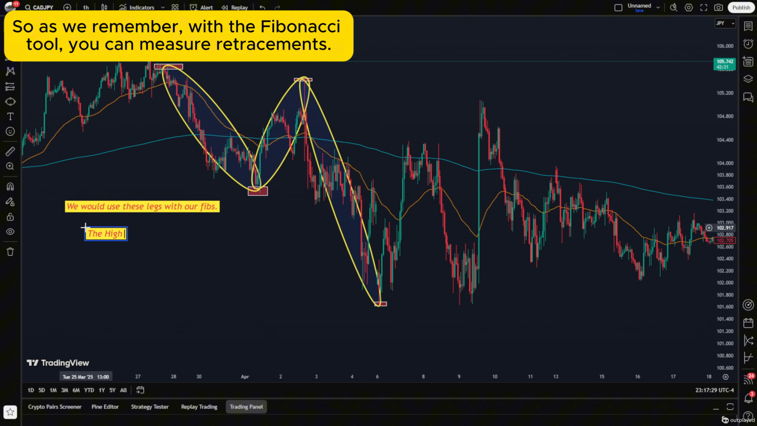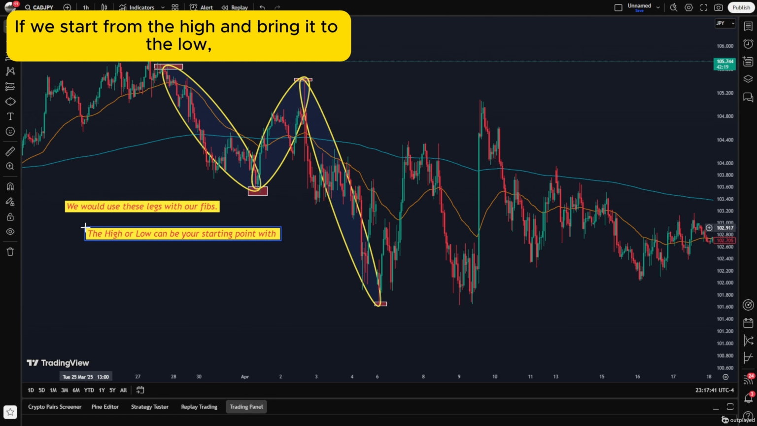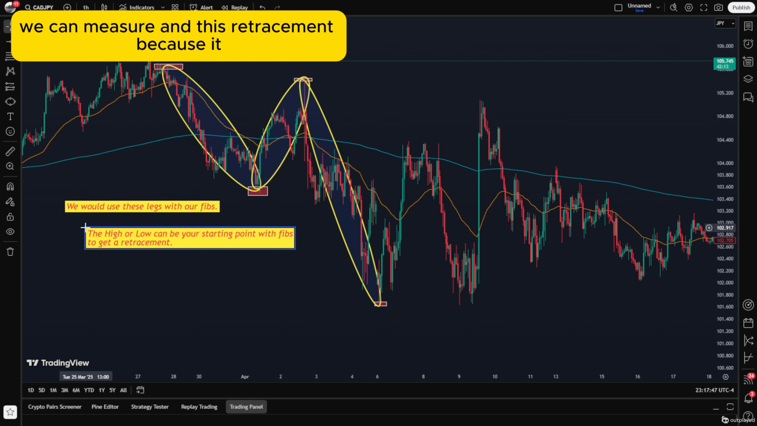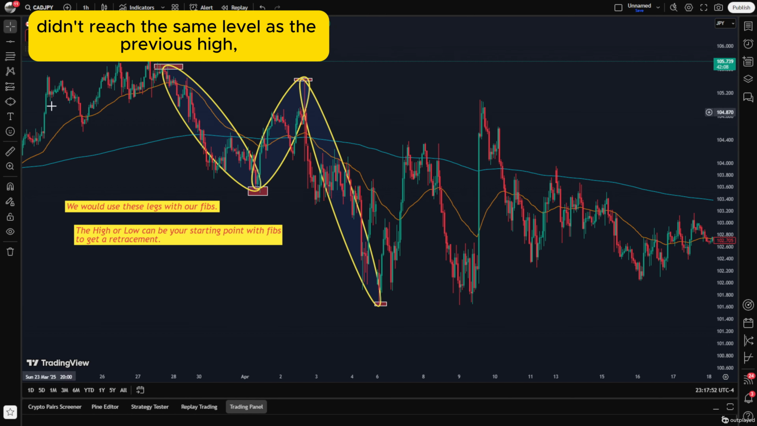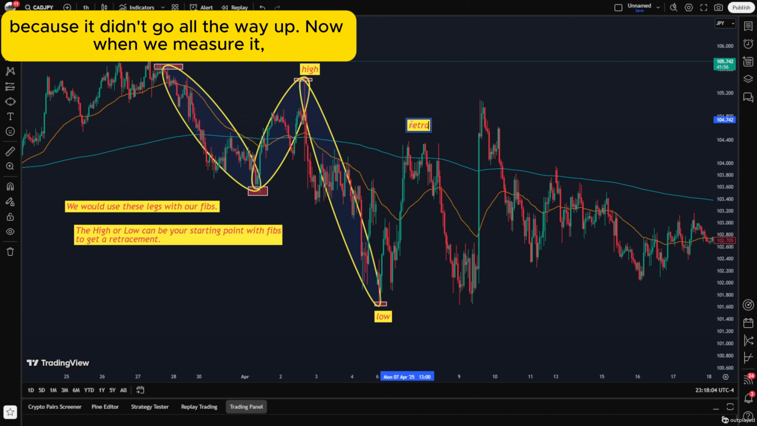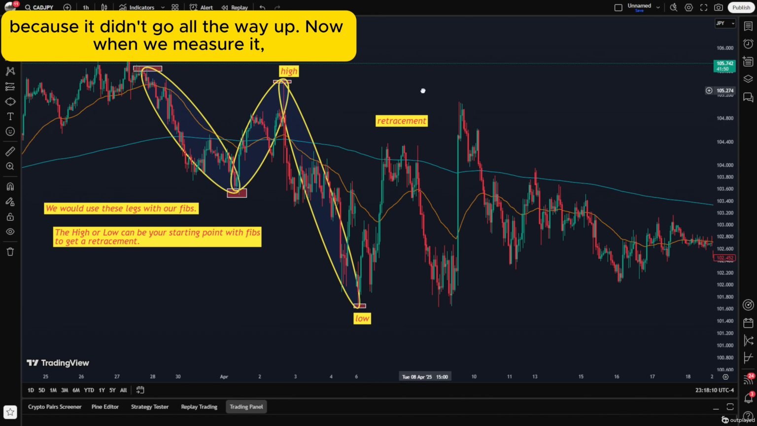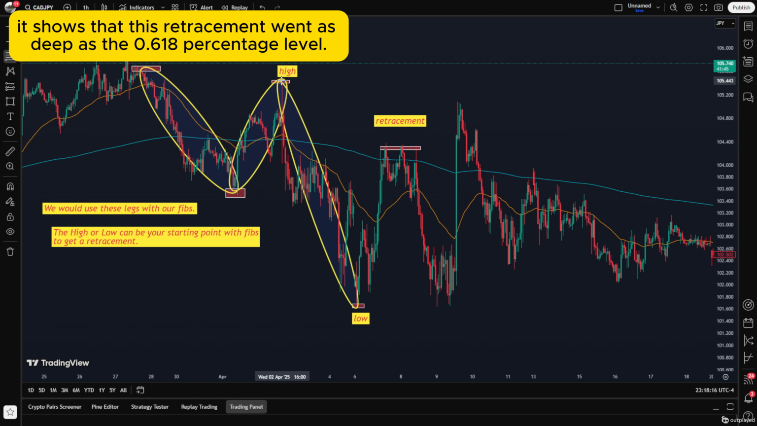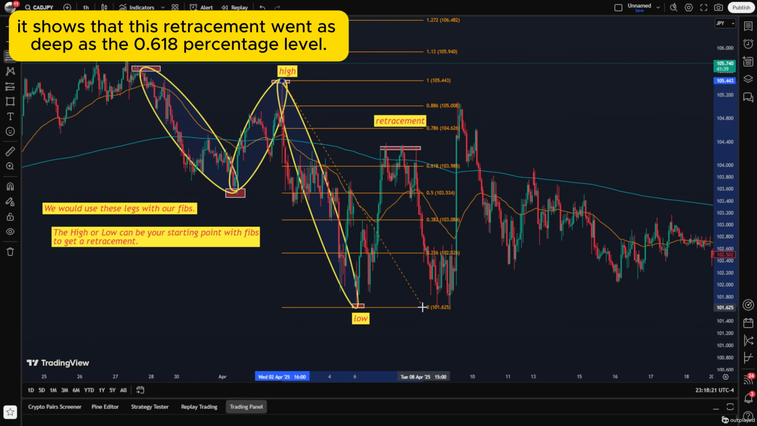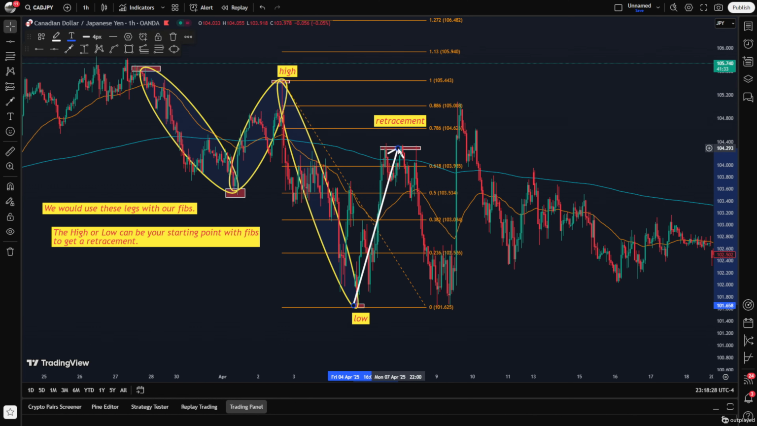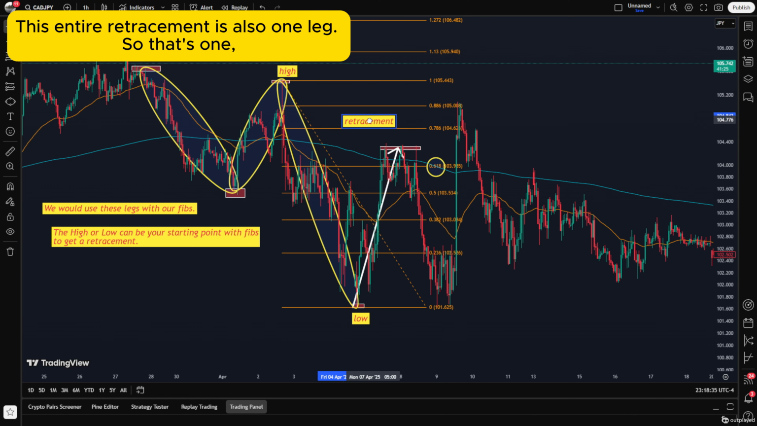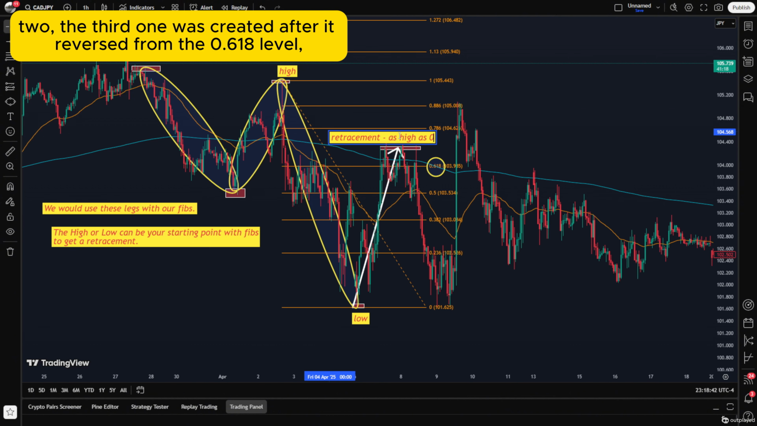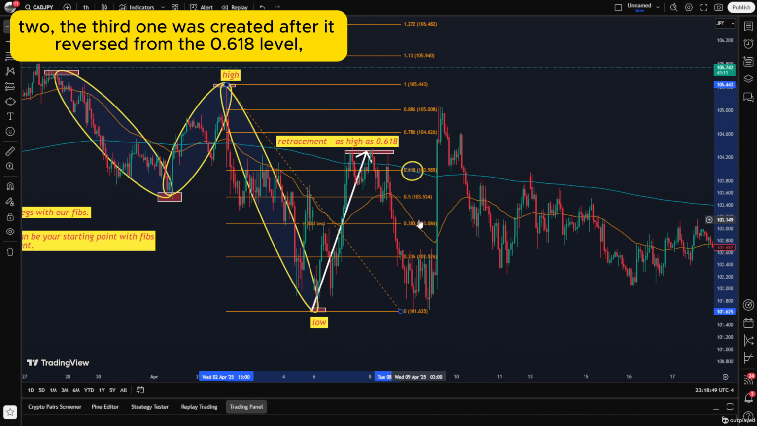So as we remember, with the Fibonacci tool, you can measure retracements. If we start from the high and bring it to the low, we can measure. And this retracement, because it didn't reach the same level as the previous high, because it didn't go all the way up, now when we measure it, it shows that this retracement went as deep as the 0.618 percentage level. This entire retracement is also one leg. So that's one, two. The third one was created after it reversed from the 0.618 level.